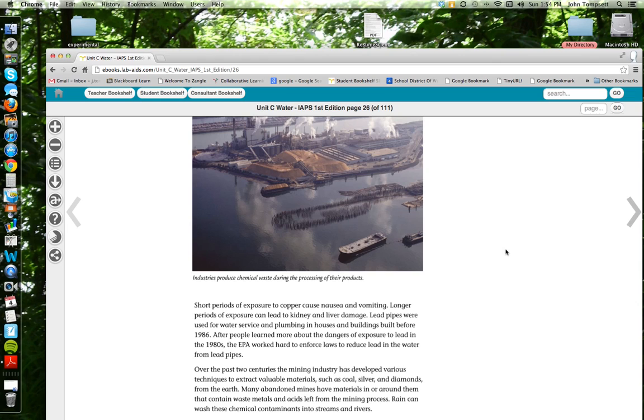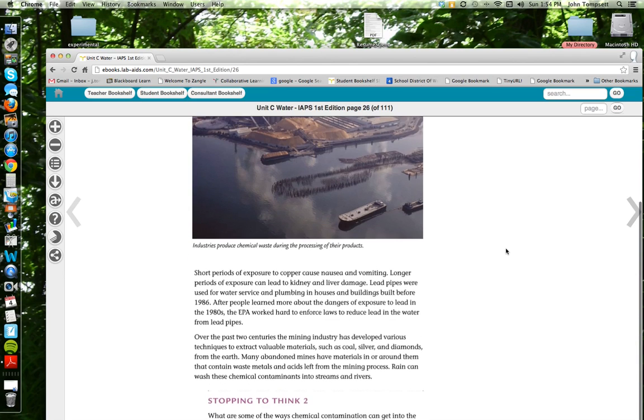Short periods of exposure to copper cause nausea and vomiting. Longer periods of exposure can lead to kidney and liver damage. Lead pipes were used for water service and plumbing in houses and buildings built before 1986. After people learned more about the dangers of exposure to lead in the 1980s, the EPA worked hard to enforce laws to reduce lead in the water from lead pipes.